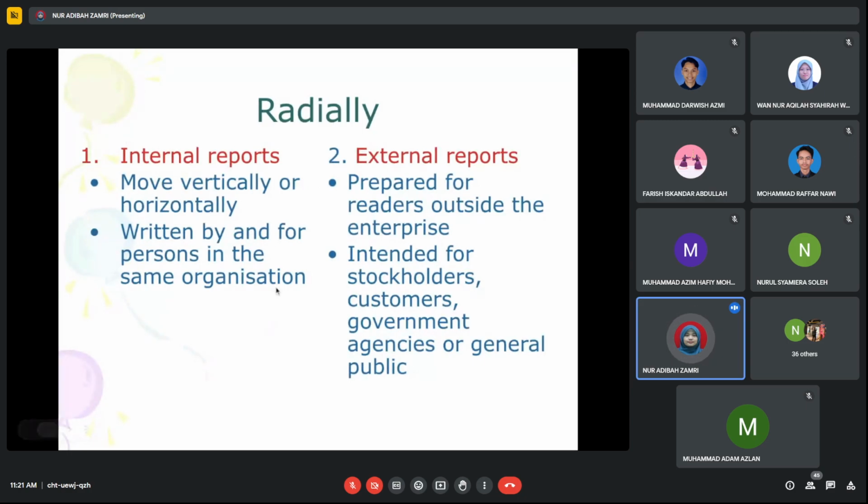Internal basically means you work with people in the same organization, written by and for persons in the same organization. Let's say you are from the marketing department and you want to send a report to the finance department. This one we call an internal report. However, if you want to write a report to outsiders, for example stockholders, customers, and so on, then we call it an external report. So for any question, I hope you follow.